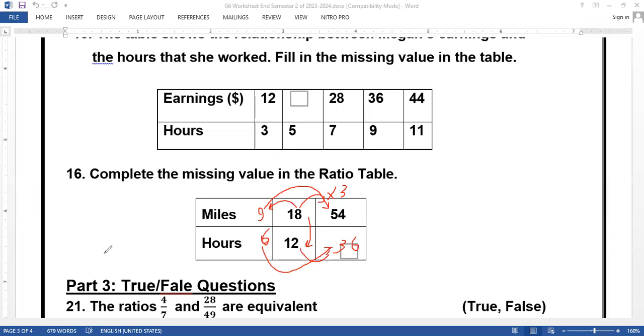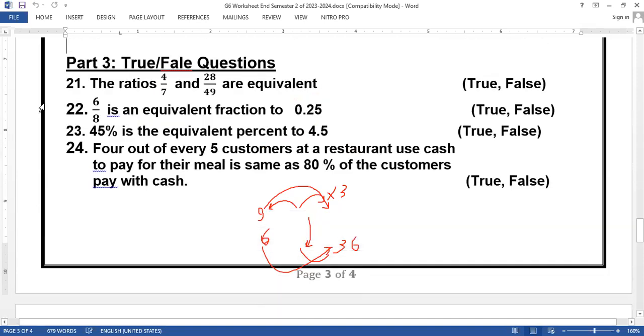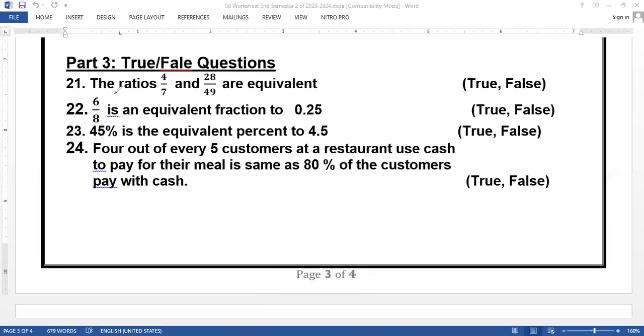Part 3, true or false? Question 21. The ratios 4 over 7 and 28 over 49 are equivalent. Look, 4 became 28, 7 became 49. So do they have the same relationship? Yes. We multiply by 7. 4 times 7, 28. 7 times 7, 49. So we multiply by this number, so true. They are equivalent ratios.